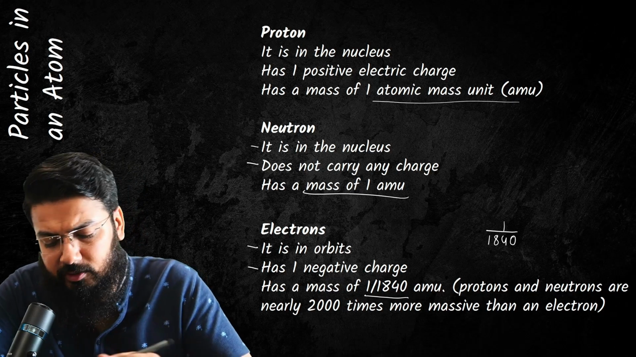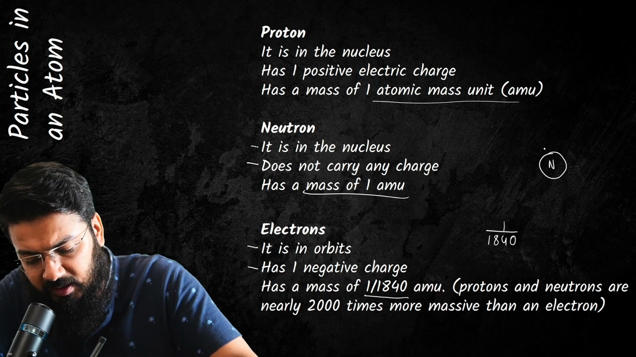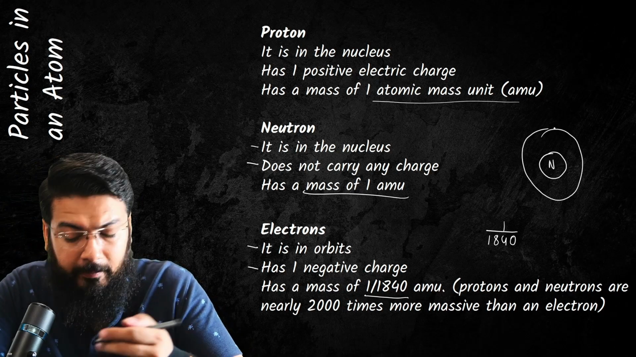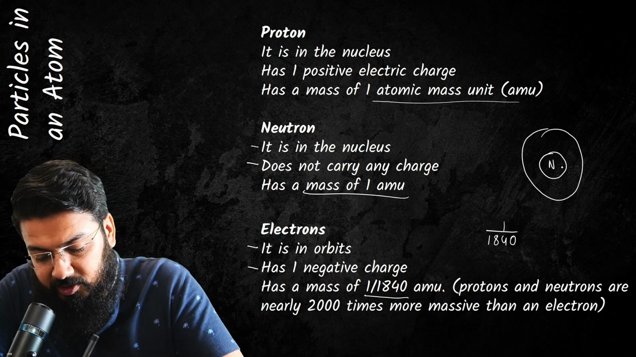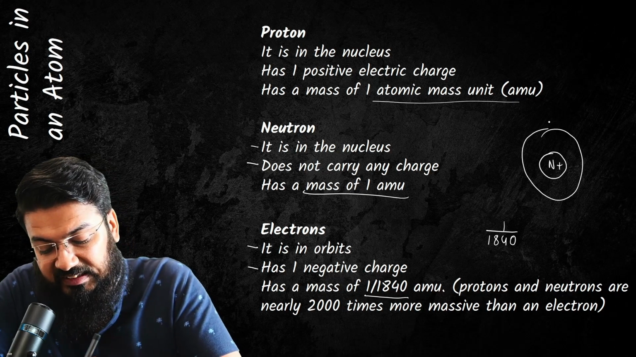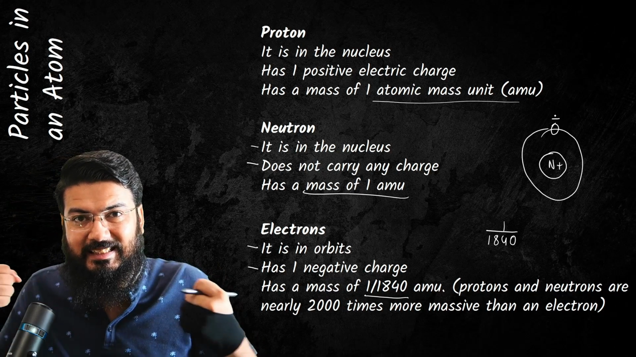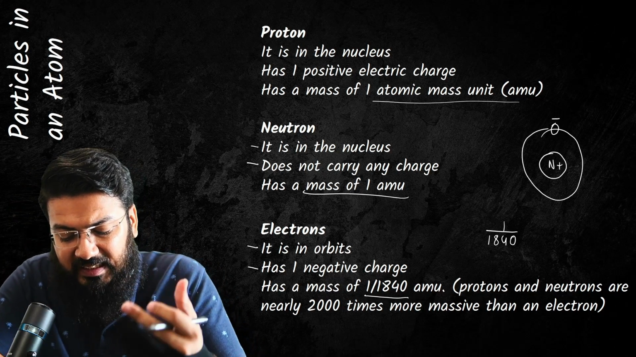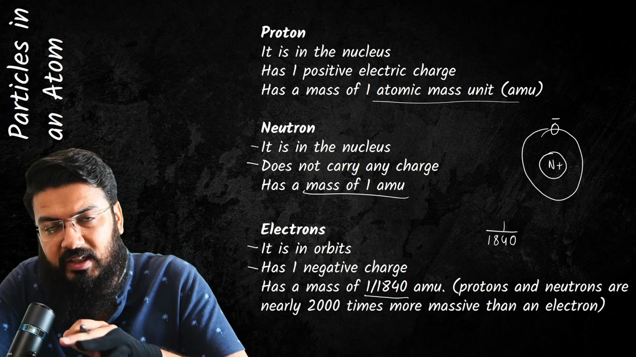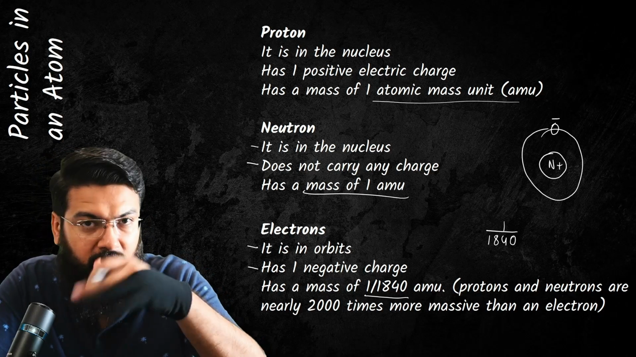Now why do the electrons orbit? You have your nucleus over here and the electrons in the orbit. The nucleus is positively charged because of the protons, the orbits are negatively charged because of the electrons, and these positive and negative charges attract each other. This attraction leads to the electrons staying in the orbit and not flying away.